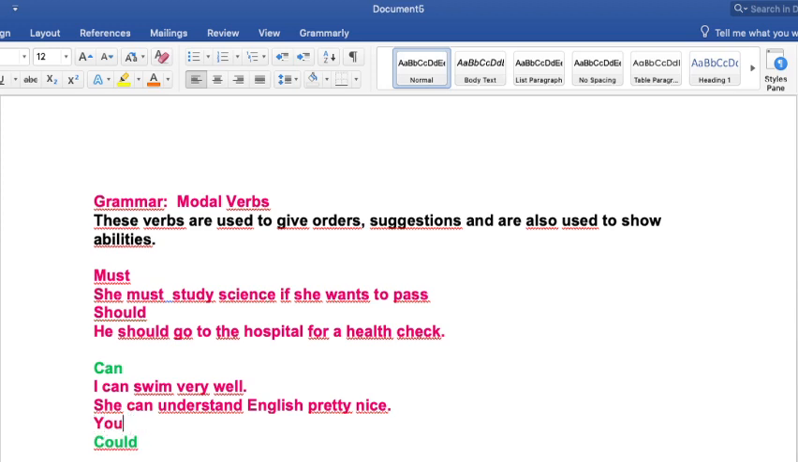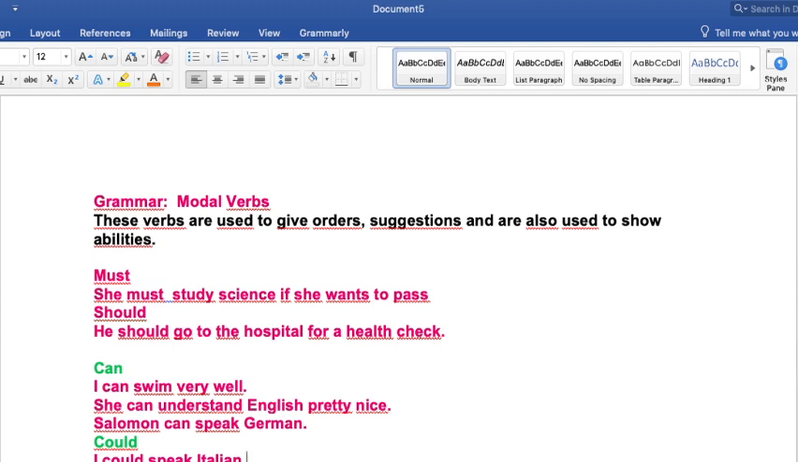Or Salomon can speak German. Salomon can speak German. So it's an ability. Could, we also use could to talk about abilities. I could speak Italian, right? Yo podía. I could speak Italian.